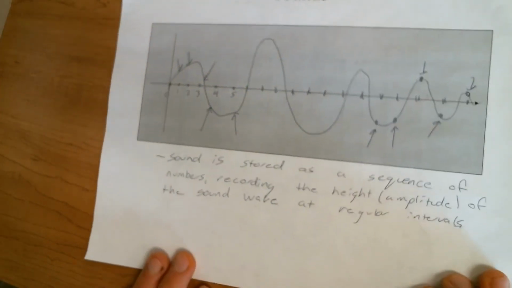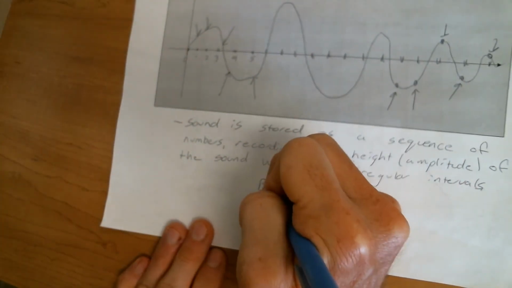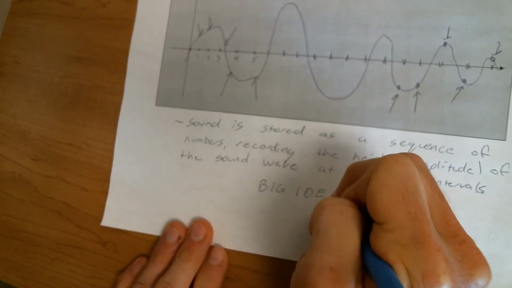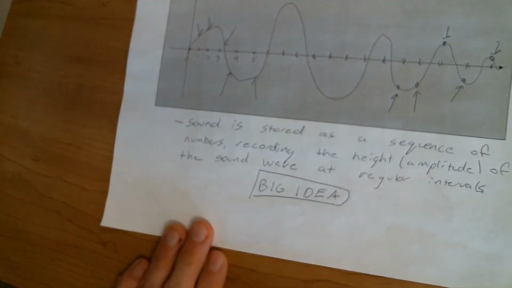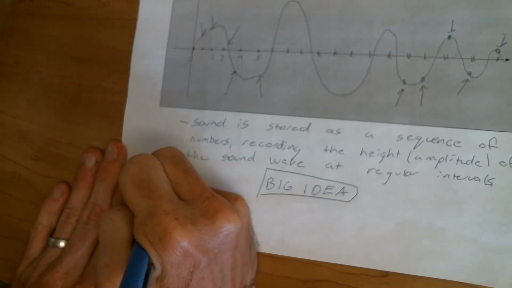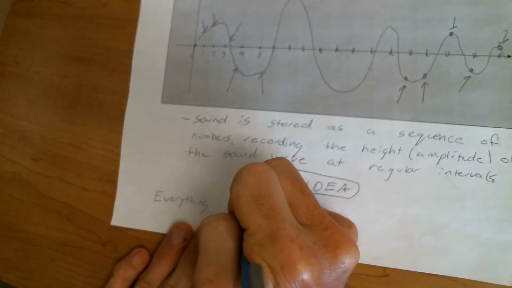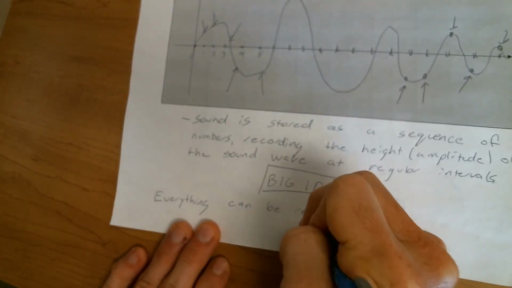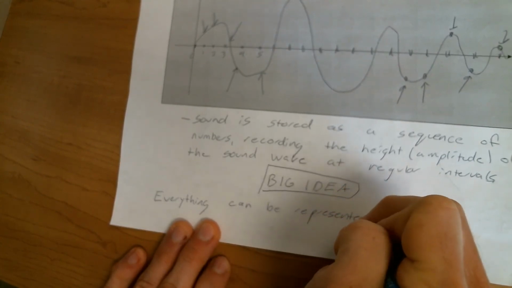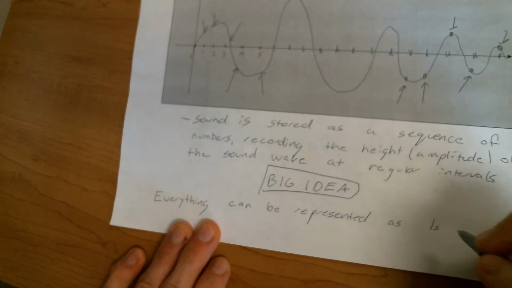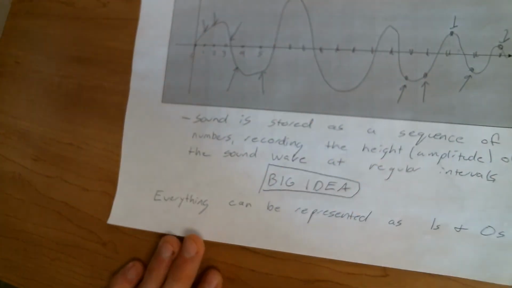The one big idea that you should be taking from all of these things that we've been talking about is that everything can be represented as ones and zeros. And maybe I shouldn't have said everything. I mean, can love be represented as ones and zeros? Can the entirety of human compassion and emotion be represented? Anyways, you get the point.